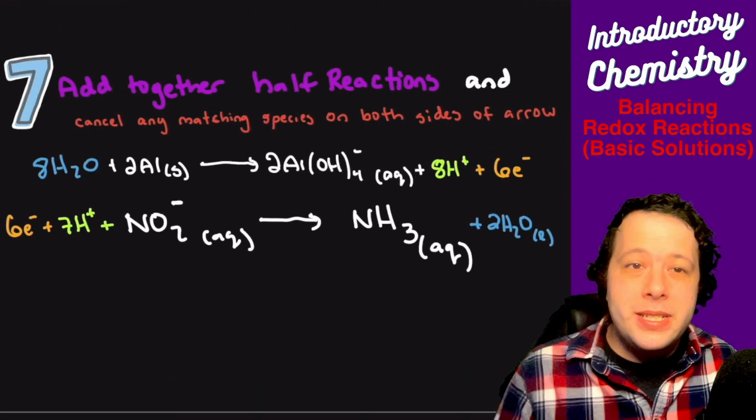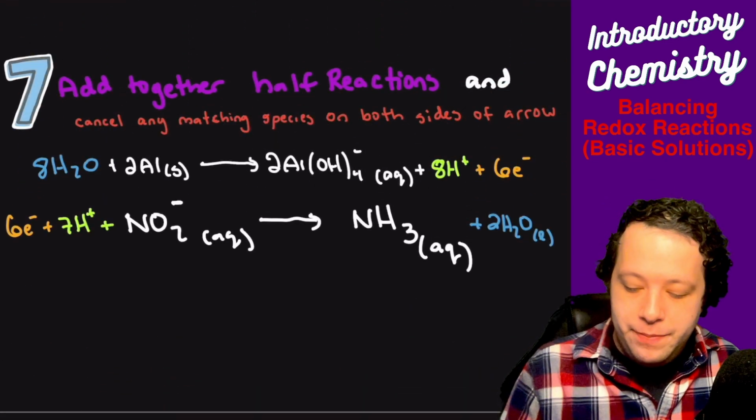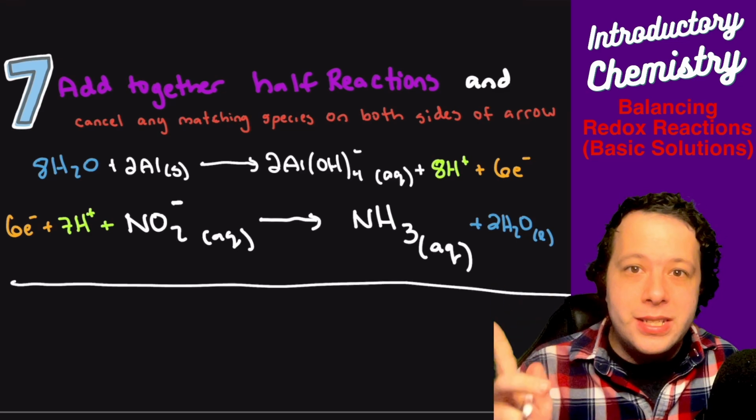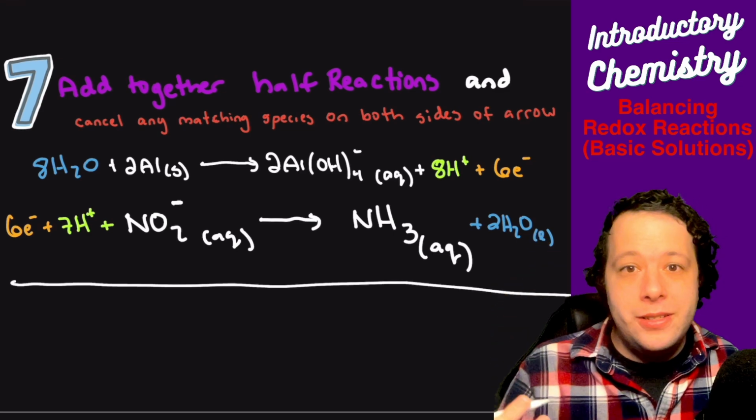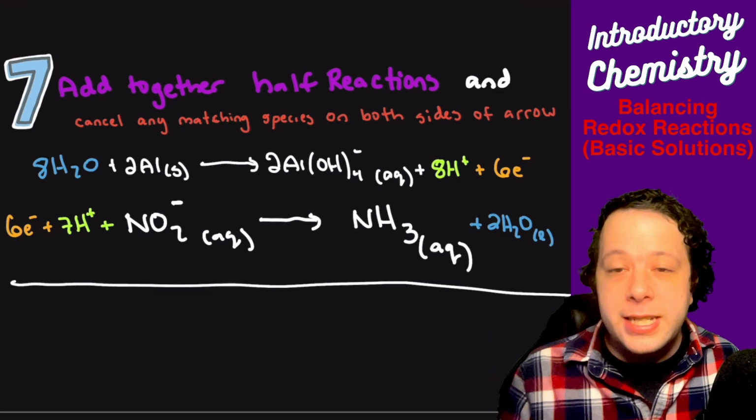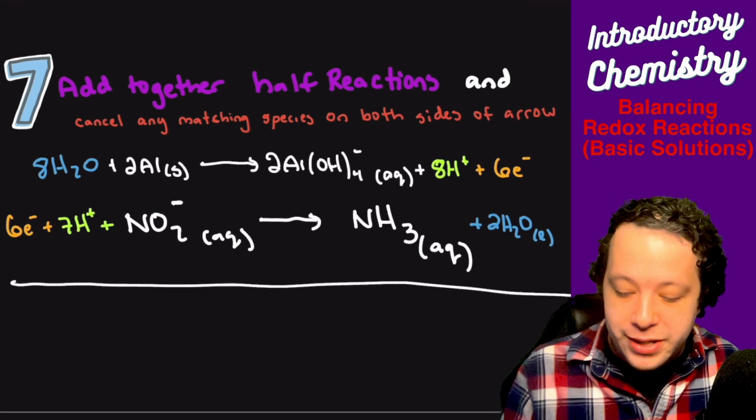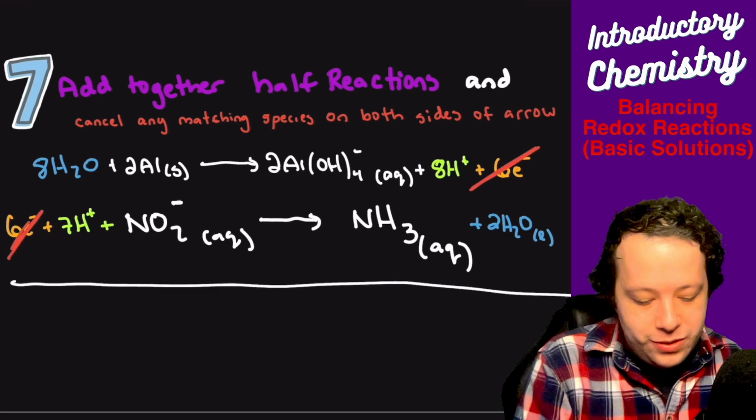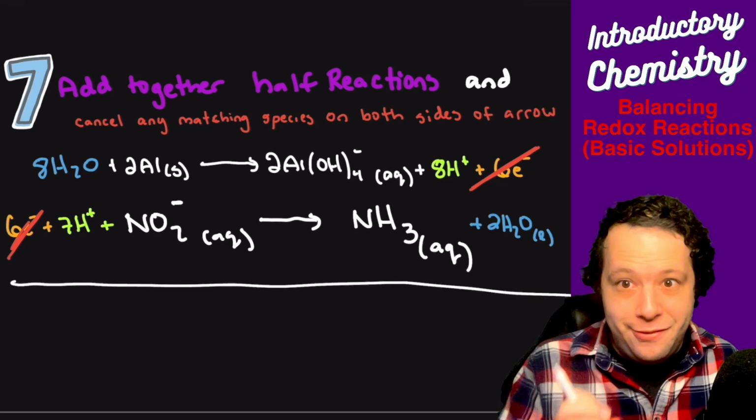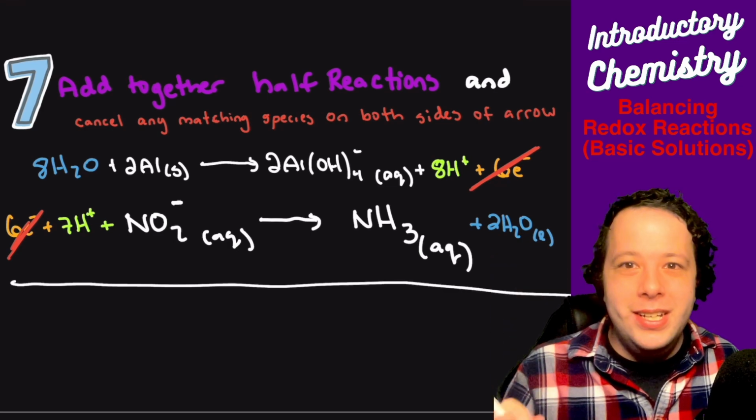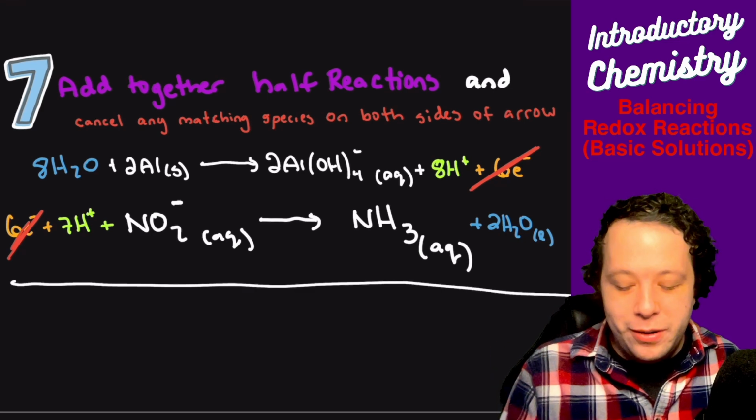Our next step is that we're going to add our reactions together almost like a big math problem. So we're going to add up all the reactants and all the products. But the big thing is that we're going to cancel anything that's matching on the left and the right, kind of like spectator ions from net ionic equations. The first thing to point out is that we have matching electrons on the left and right, so they have to cancel. That's mandatory. It won't be correct without that. So we can see that the 6 electrons do that on both sides.